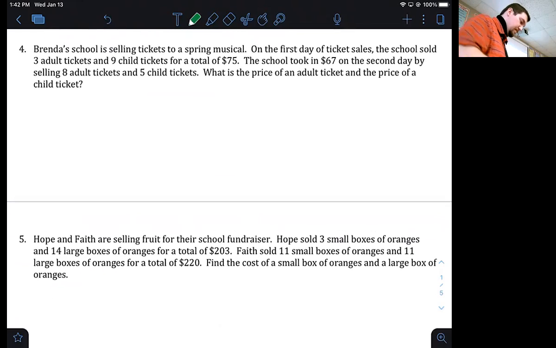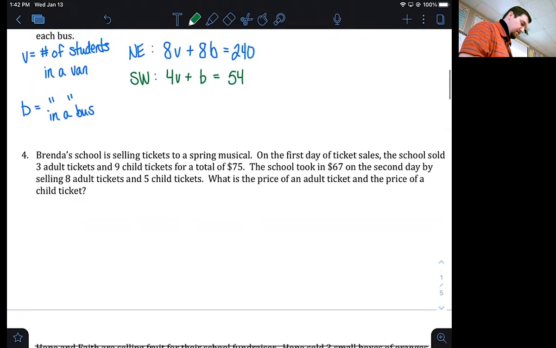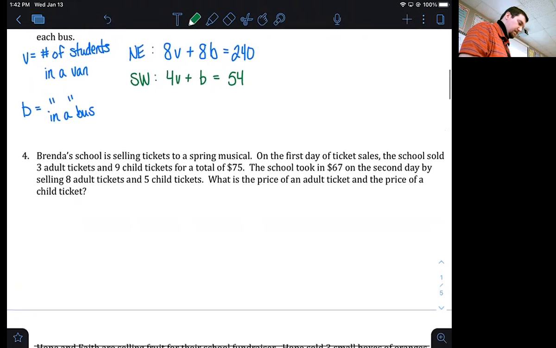Olivia? So for our label, would it just be students per bus? Or students per bus and students per van? Yes, that's a great question. The label is not vans or buses. It's actually students. But to be more specific, as Olivia just said, say students per bus and students per van. That way you know which one goes to which. Because if you just say students, you're not clarifying if it's the vans or the buses.